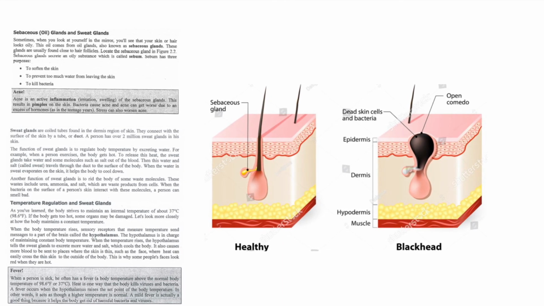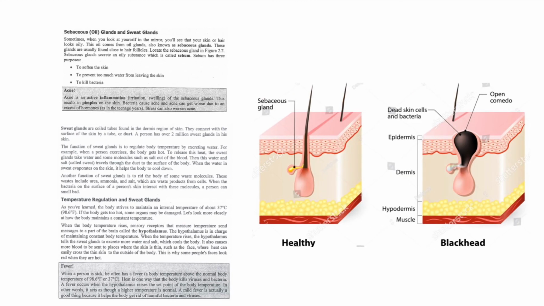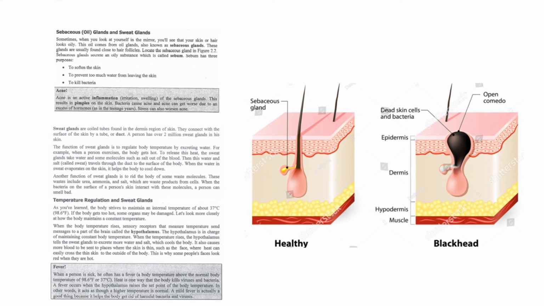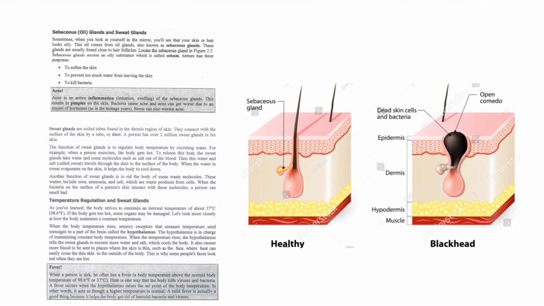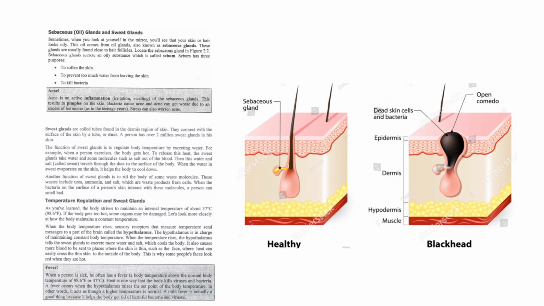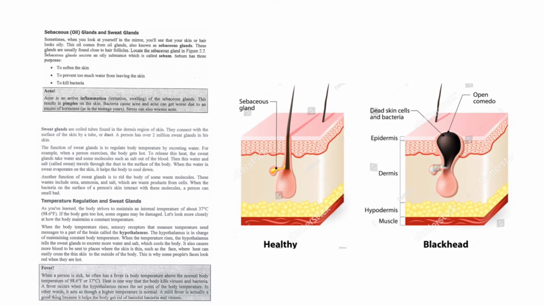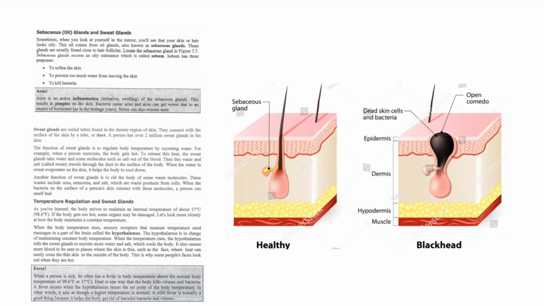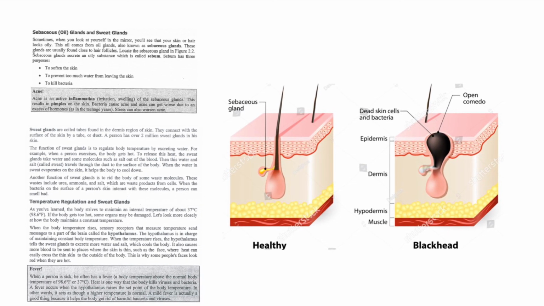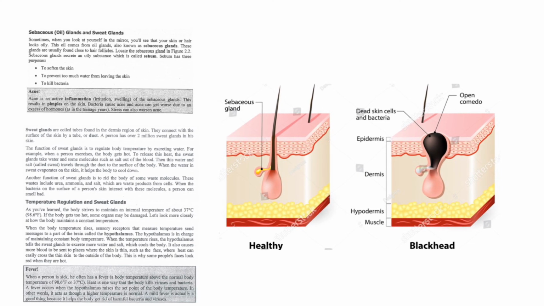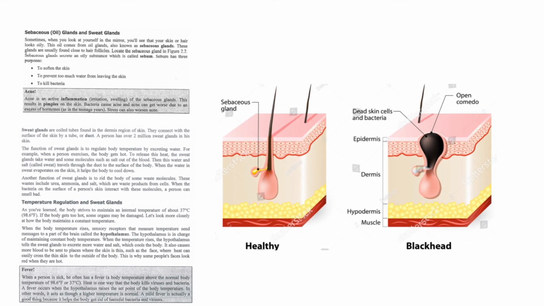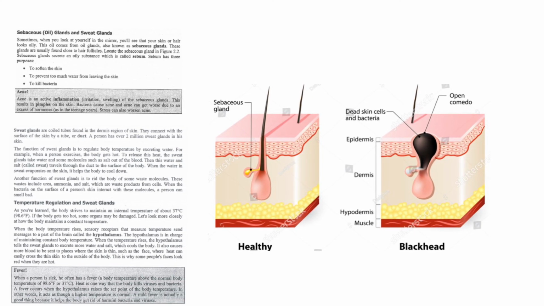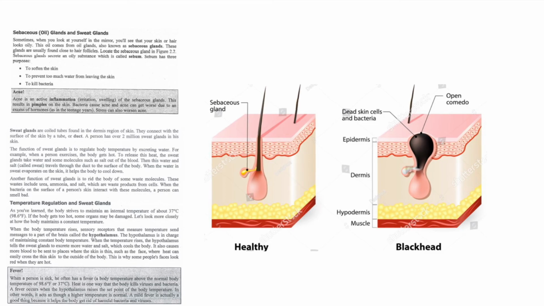Fever. When a person is sick, he often has a fever. This is a body temperature above the normal body temperature of 98.6 degrees F or 37 degrees C. Here is one way that the body kills viruses and bacteria. A fever occurs when the hypothalamus raises the set point of the body temperature. In other words, it acts as though a higher temperature is normal. A mild fever is actually a good thing because it helps the body get rid of harmful bacteria and viruses.